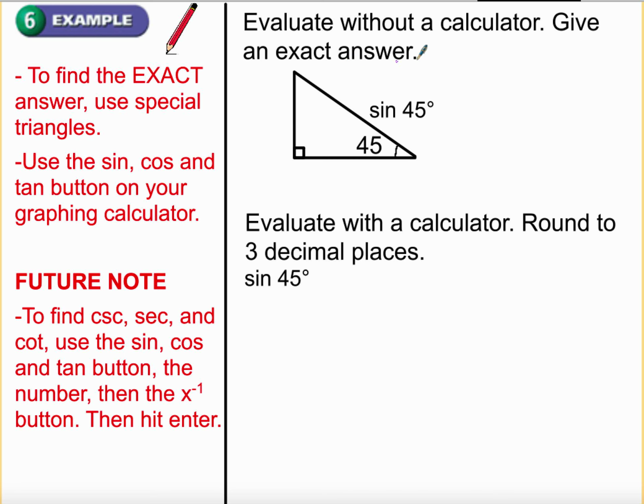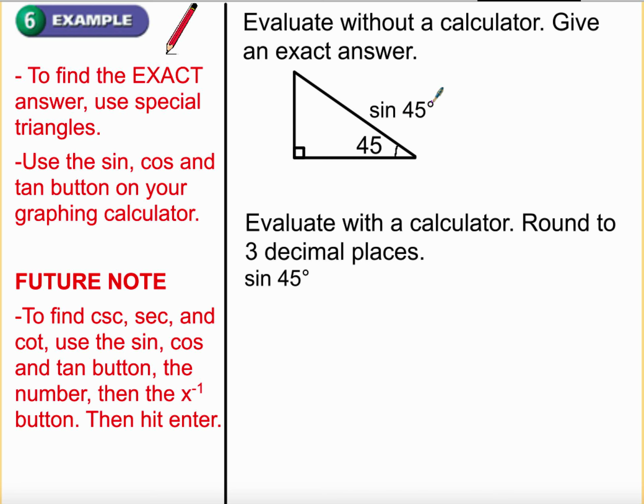So this question asks us to evaluate without a calculator. That's your first clue not to use a calculator. And then to give an exact answer. That's your second clue not to use your calculator. So it's asking us, what's the sine of 45?